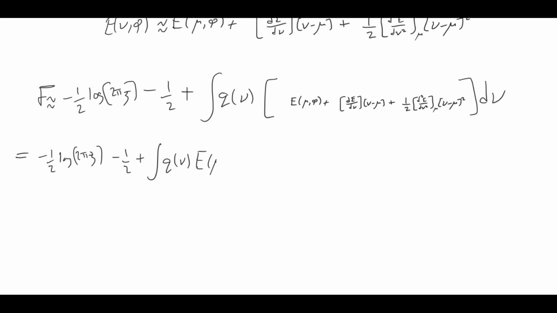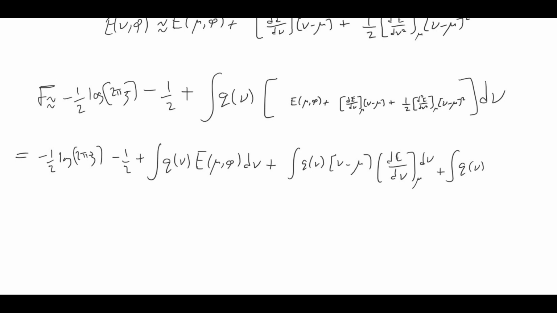So we're going to get E of nu and phi d nu plus the integral of q into nu minus mu into dE d nu evaluated at mu, plus the integral of q d nu here, plus the integral of q into the second derivative evaluated at mu into this squared d nu. So this is the expression we get.